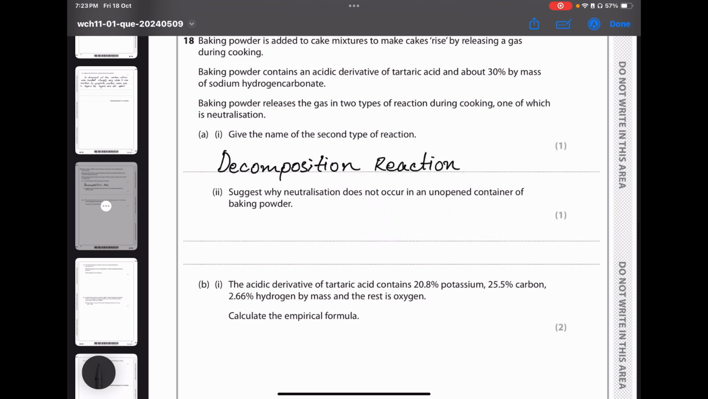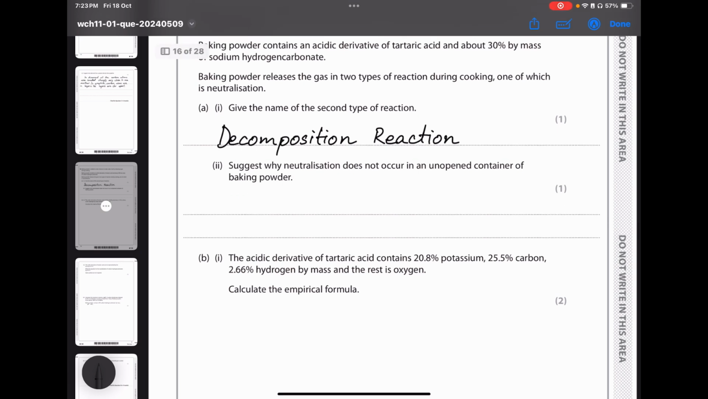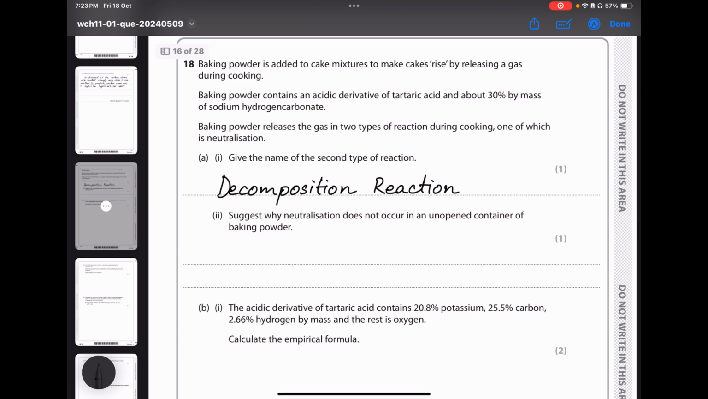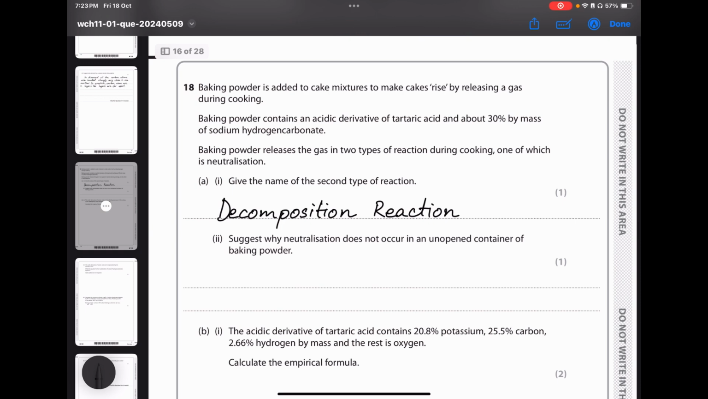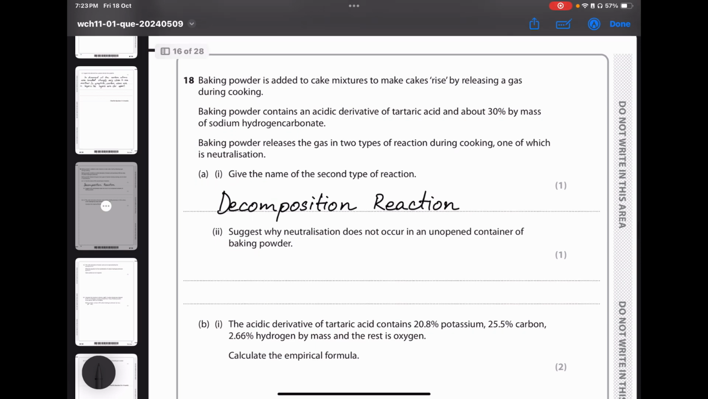Decomposition reaction. Suggest why neutralization does not occur in an unopened container of baking powder. You see, for neutralization to happen, we need some kind of an acid, right? Now, since it is unopened, it is talking about the atmosphere. The only component that can act as an acid in the atmosphere is the water. Why? Because sodium hydrogen carbonate is actually slightly alkaline when dissolved in water.